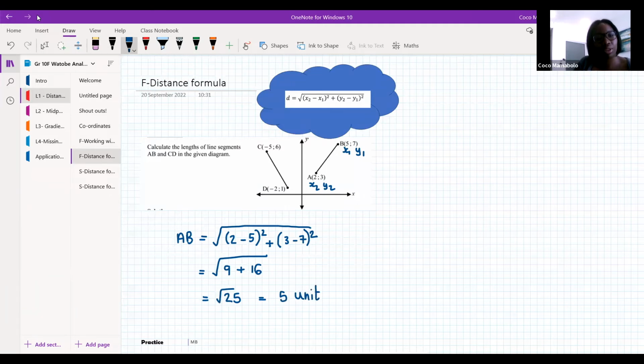Angela, does it matter which one you label as x1 and y1 first? No, my sweetie, it doesn't matter. However, I can't decide that I want to swap these two around. So I can't say this is x1 and this is y2, and this is x2 and y1. That I can't do.